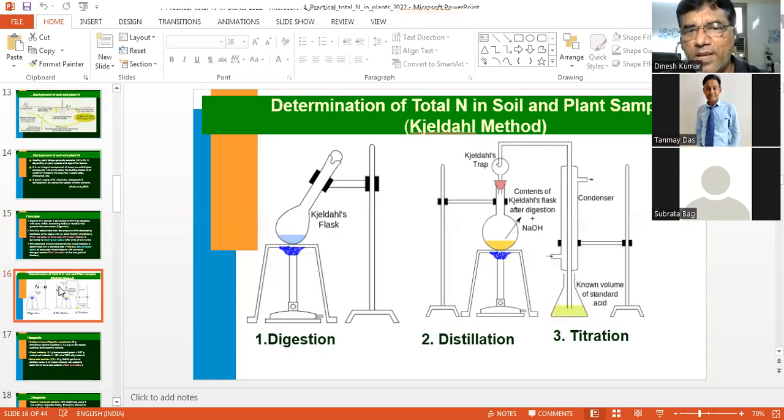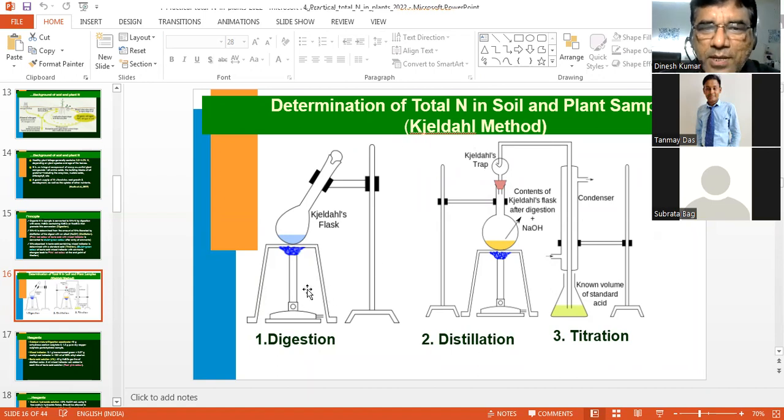Here you can see more. These three different steps are very clearly shown. Unfortunately, you are not doing it, but it would have been a very good experience for you to enter the lab and do it by yourself. So really you are missing it.